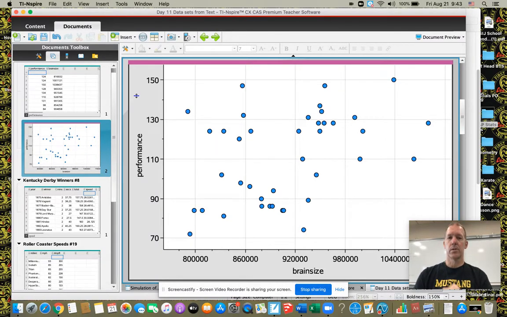Remember, we use the words correlation and association. We never really try to say it causes, like, oh, the bigger your brain causes you to have a better performance or something. We just say there's an association. How strong is that association? And that's kind of the things we're trying to do.